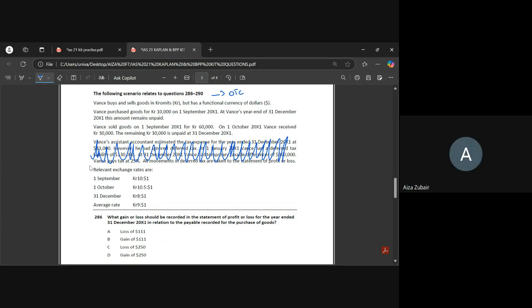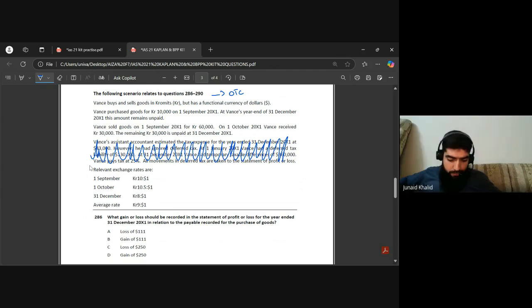It will be option C. Option C, it's a loss of 250. Yes. Okay, let me try the same question and please do guide me, okay? Okay.